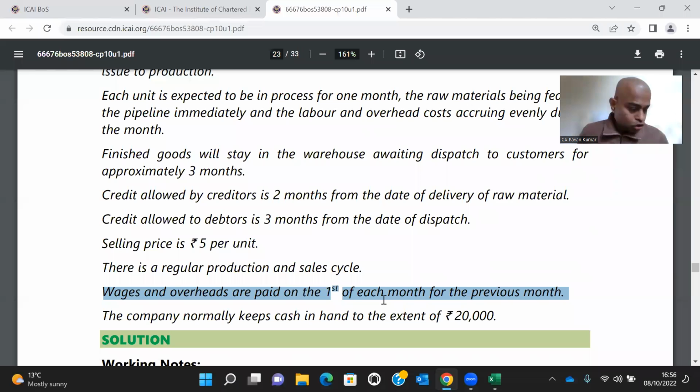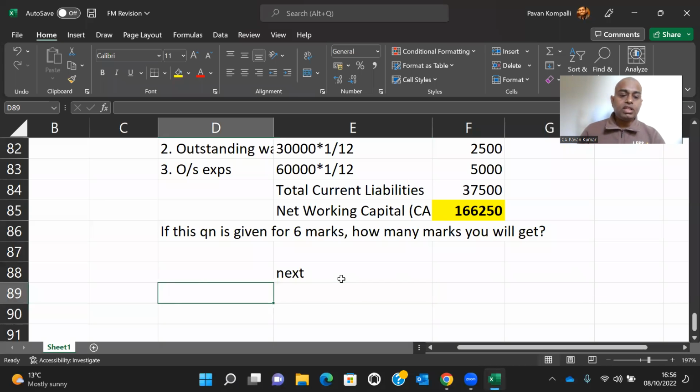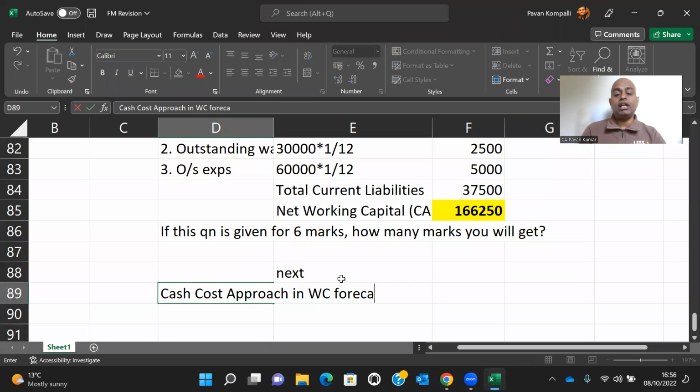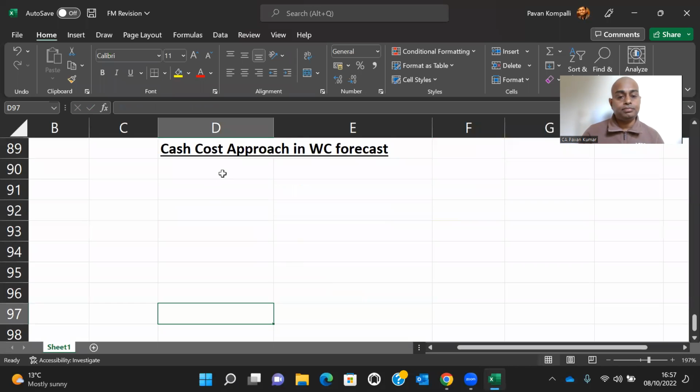So can we go to last question of the day, which is cash cost model. Today we will do working capital. Tomorrow we'll do debtors management, and if time permits, cash management. And I'll explain factoring also. If you are done with this question and want me to go to the next question, type next in the chat box. Then we'll do cash cost model. Put the heading: cash cost approach in working capital forecast.